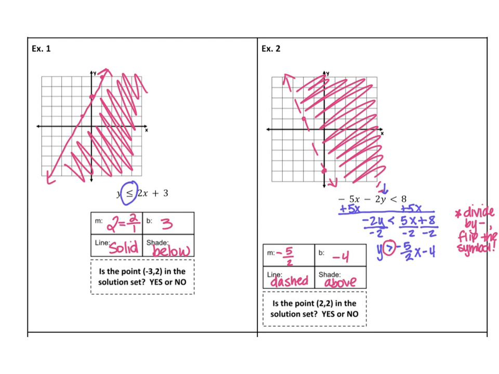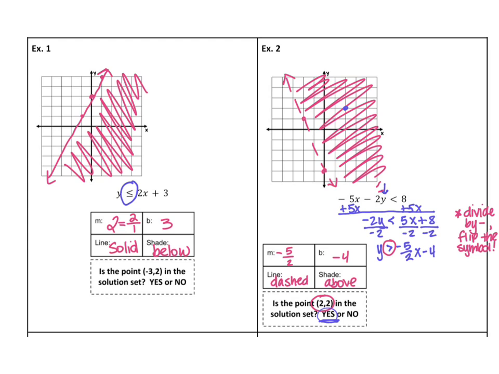The very bottom in that dashed box, it says, is the point 2, 2 in the solution set? Yes or no? So all we need to do is plot that point 2, 2 and see if it's in the shaded region. So 2, 2's right there. Is that in the shaded region? Yes. Then it's in the solution set. Yes, it is. Right? If it wasn't in the shaded region, then it wouldn't be in the solution set. It wouldn't be a solution to that inequality.